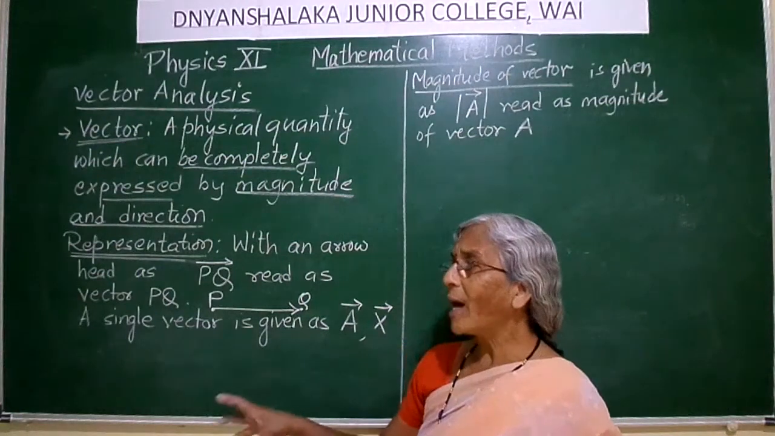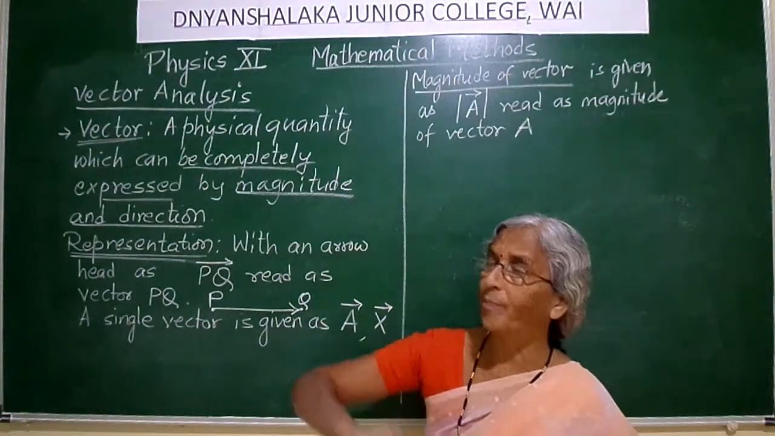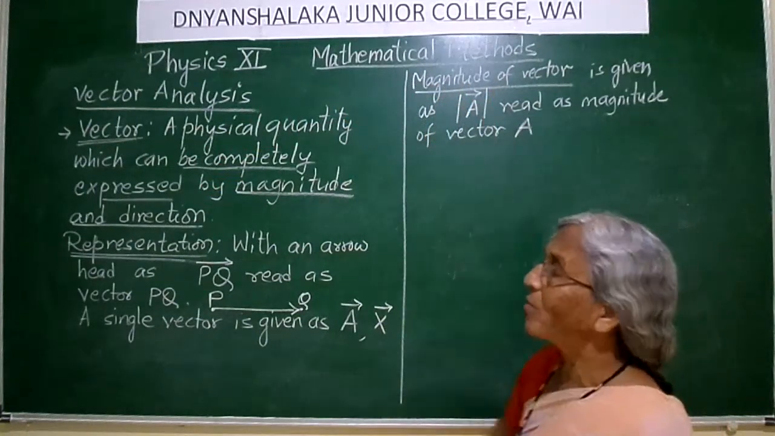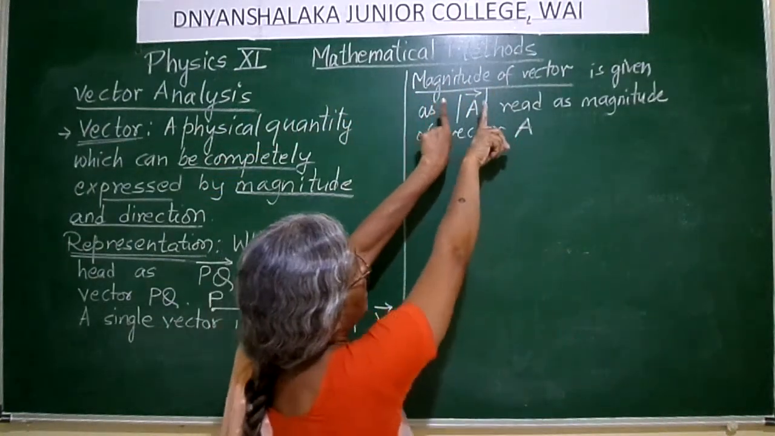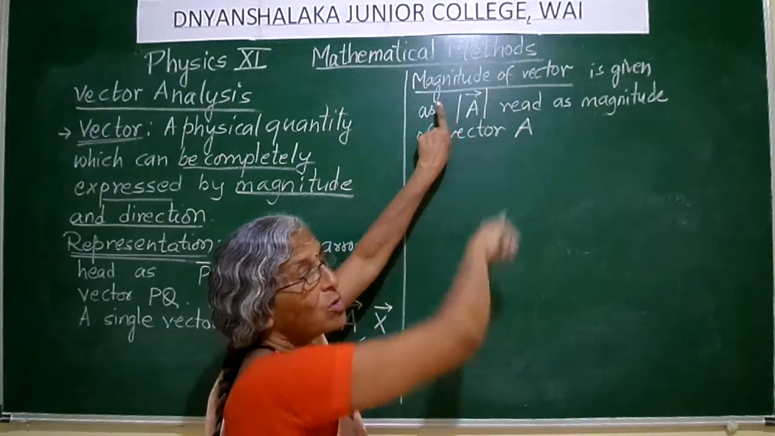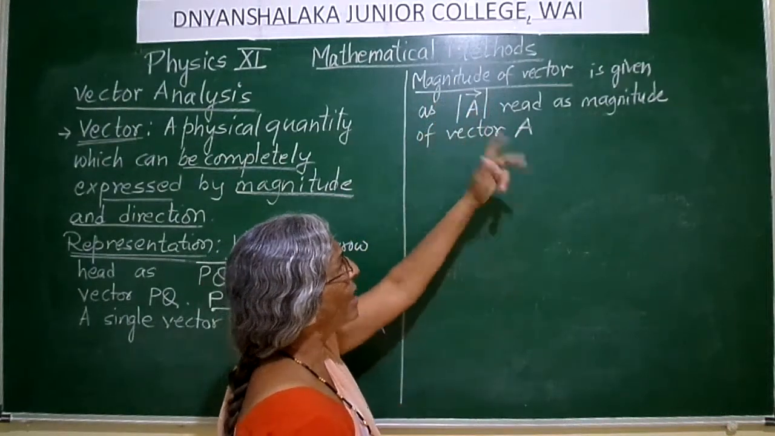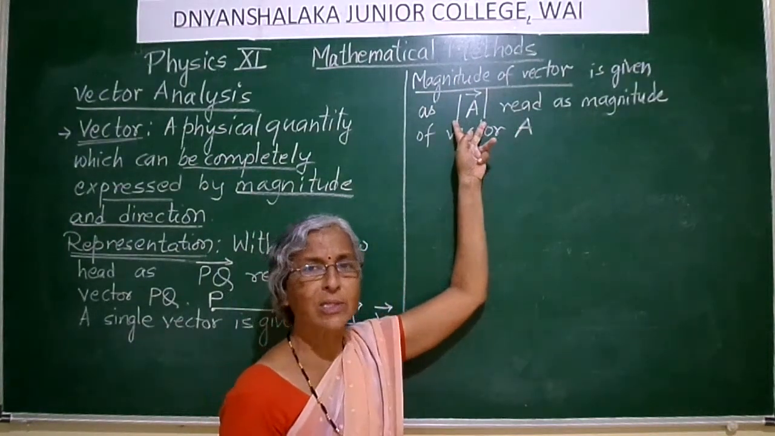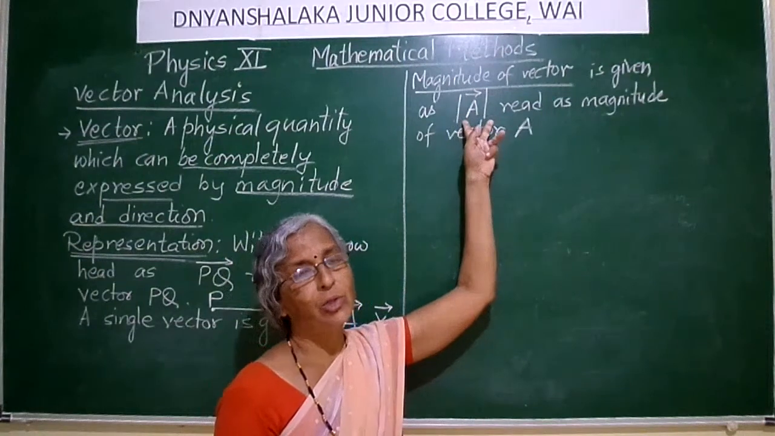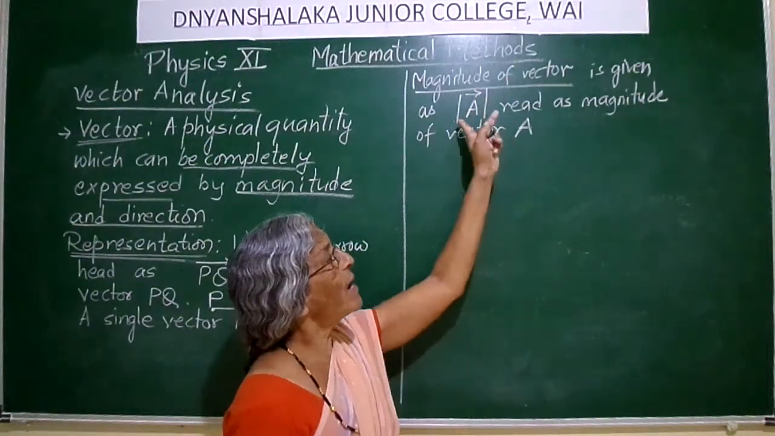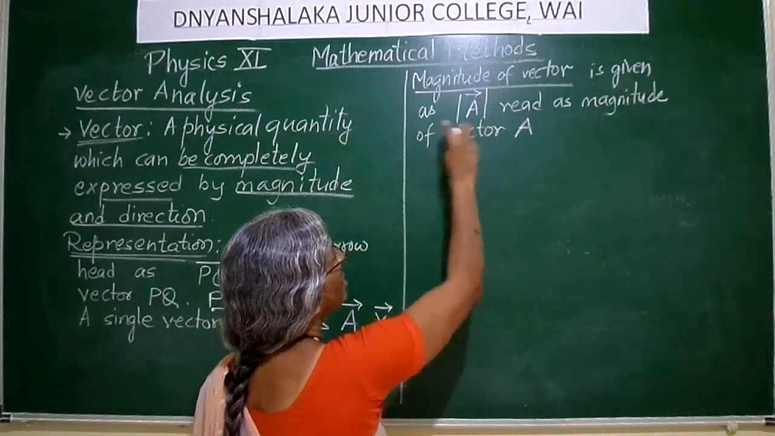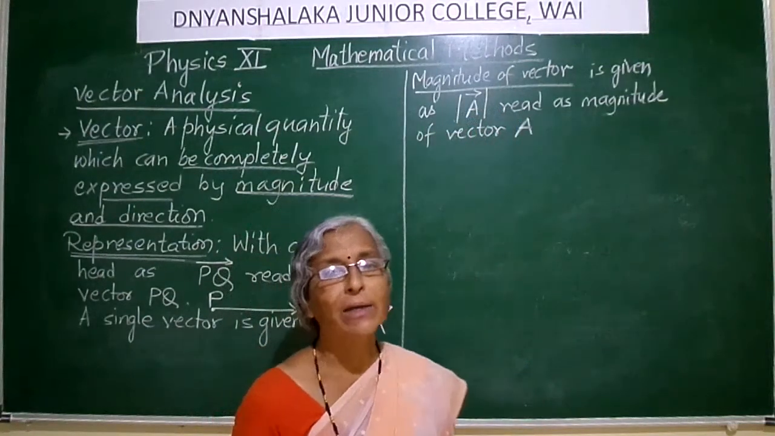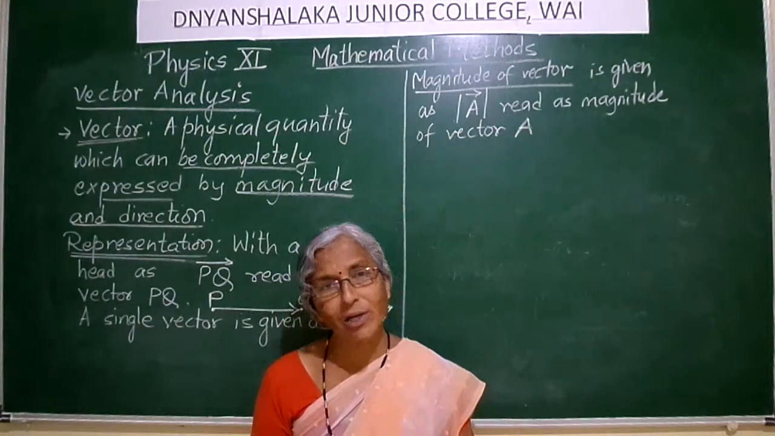Then how do I give the magnitude of a vector? For representing the magnitude of a vector, I put that vector in this modulus sign. What is this sign? Modulus sign. So when I write any vector in this format, what am I expressing, students? We are giving the magnitude of that vector. So if I have a vector written in this format, how am I going to read it? I am going to read it as magnitude of vector A.